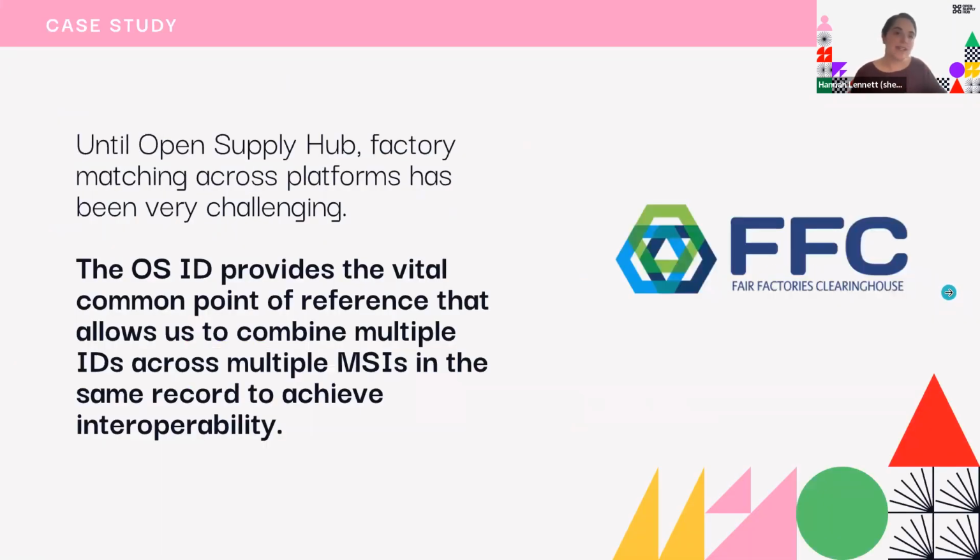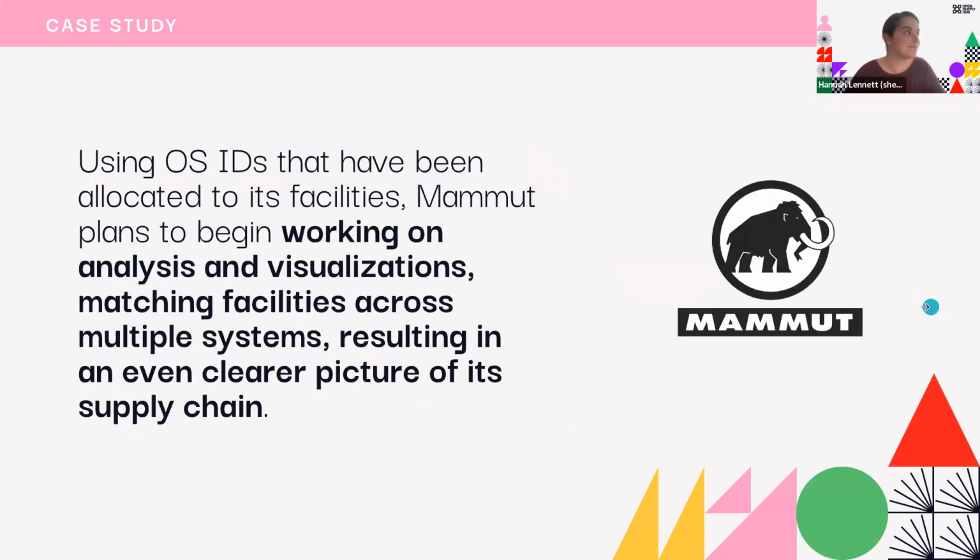And there are so many stories of different organizations who are making use of the OS ID. Fair Factories Clearinghouse is working to bring data from all kinds of different multi-stakeholder initiatives together. And of course, all of those different initiatives and service providers have different ID schemas. So one ID schema that acts as a decoder and runs across all of those different data sets was really key to making that shared data set a reality.